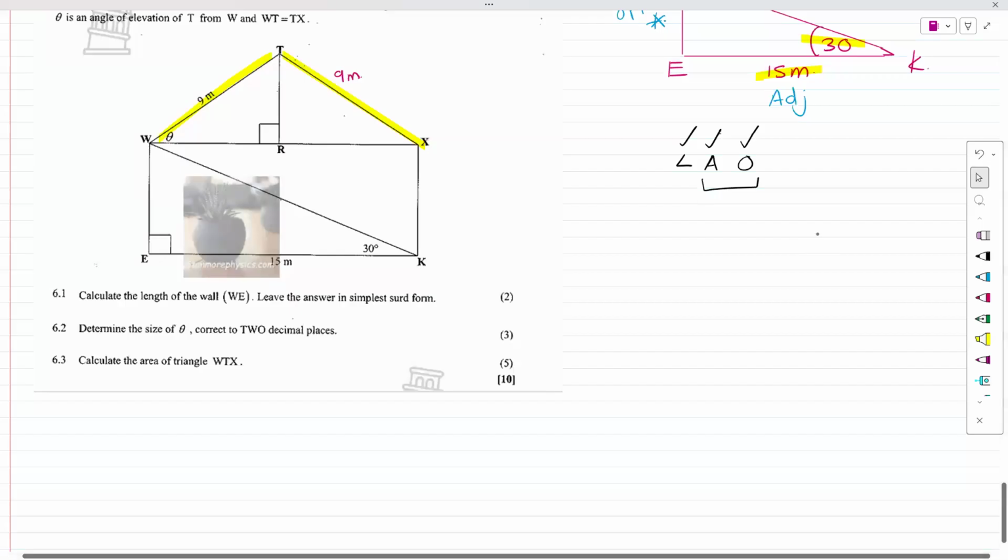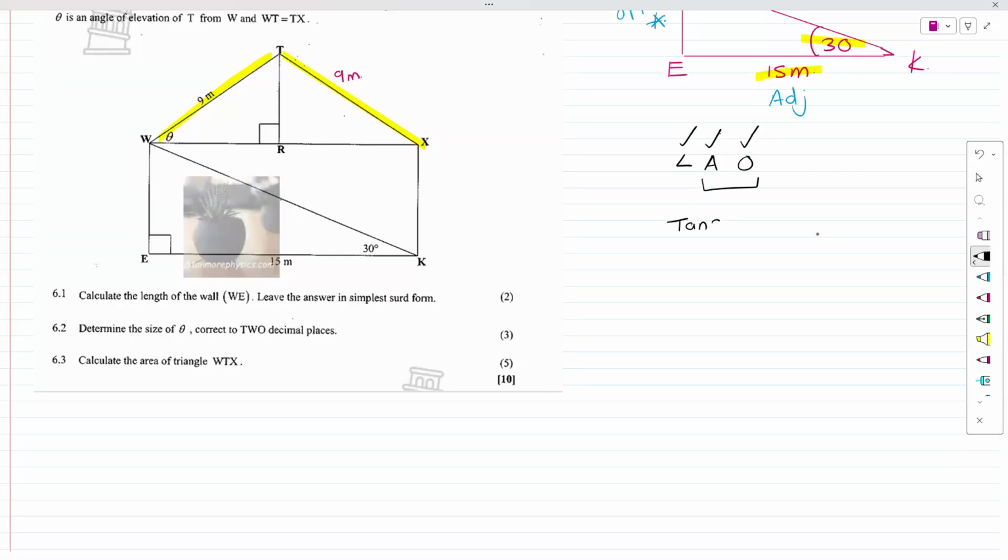What uses O and A? Tan. Okay, so tan of 30 equals opposite over adjacent. Tan of 30 equals opposite over 15. And thus, opposite is equal to 15 times tan 30. Do we fully understand, Mia? Yes. And the answer would be? Five root 3 equals opposite. Are we good?